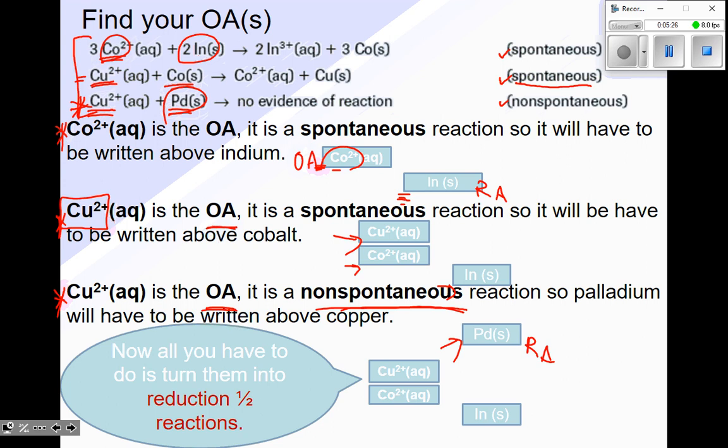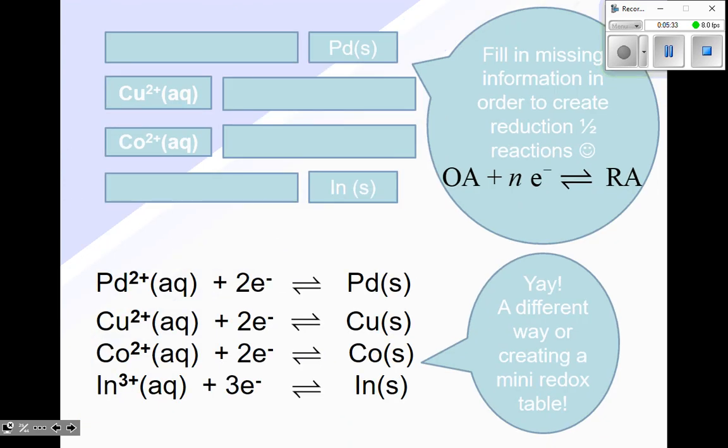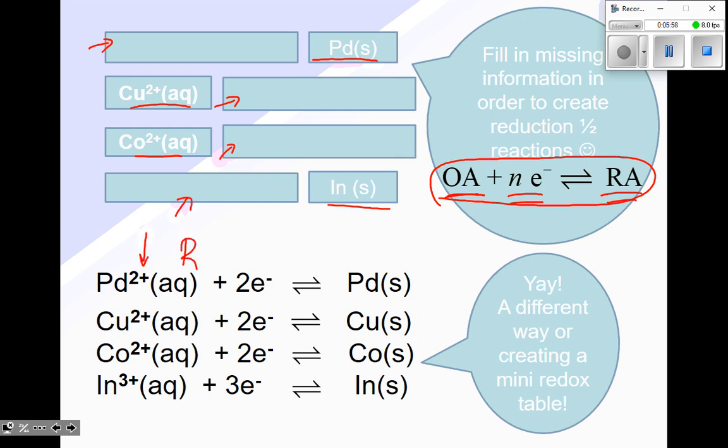Okay, cool. So once you figure out the sequence of these entities, you just have to fill in the missing information. You have to fill in everything that's missing, and you absolutely have to follow this: your oxidizing agent plus the number of electrons is going to give you your reducing agent. We figured out these, we already plotted them from before. All we have to do is fill in the missing info, and we come up with a mini redox table.